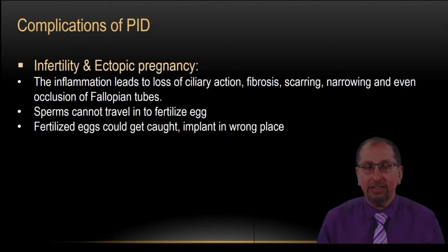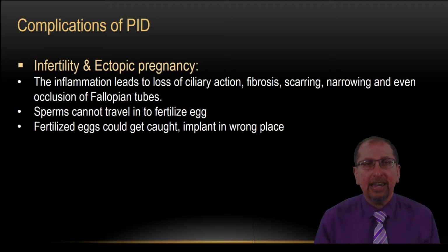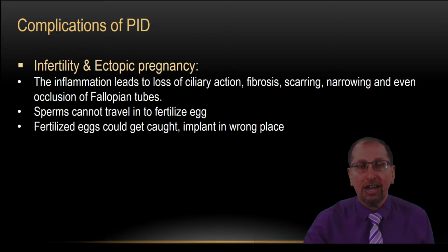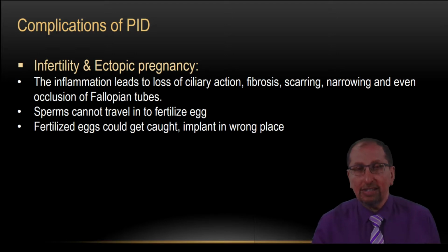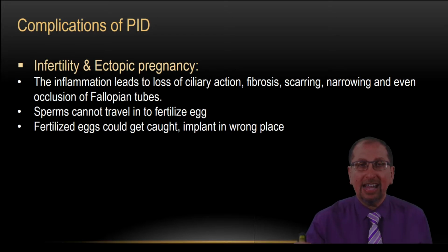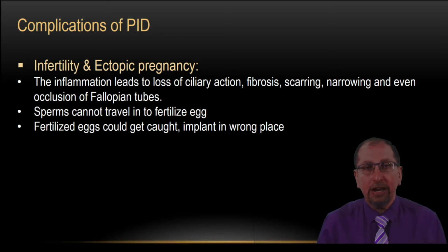Complications of pelvic inflammatory disease are infertility and ectopic pregnancy, because the inflammation will lead to loss of the ciliary action in the fallopian tubes and fibrosis and scarring and narrowing and even occlusion of the fallopian tubes, so the ovum will not make it and the sperm will not make it to fertilize the ovum. You get infertility. And if sperm could make it and fertilize an ovum, this ovum could be implanted wrongly inside this scarred narrow fallopian tube, and we can get ectopic pregnancy.